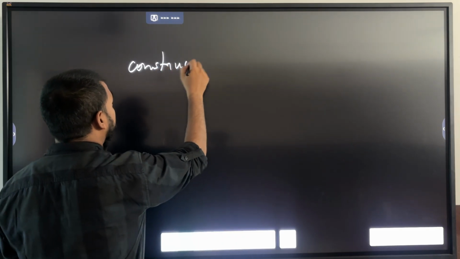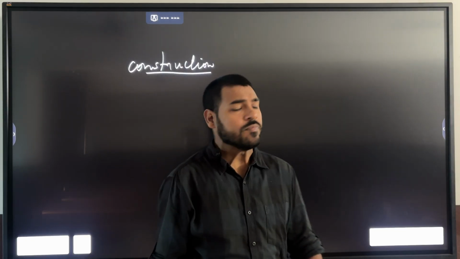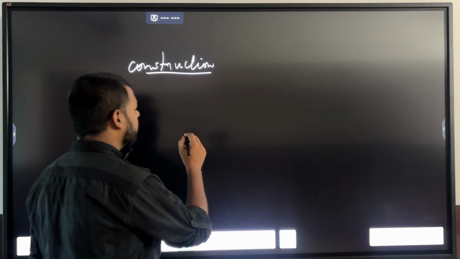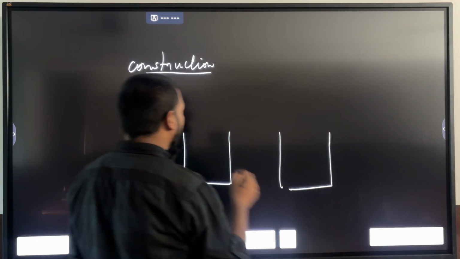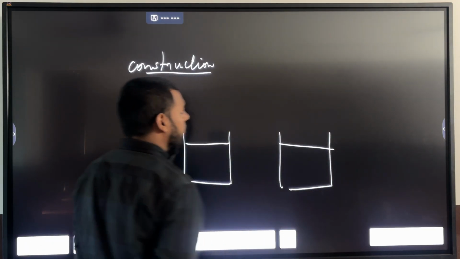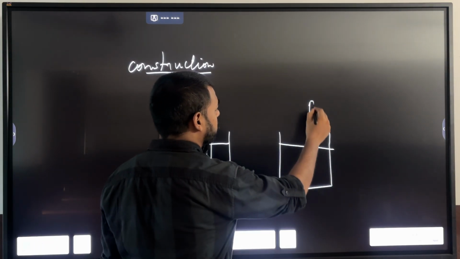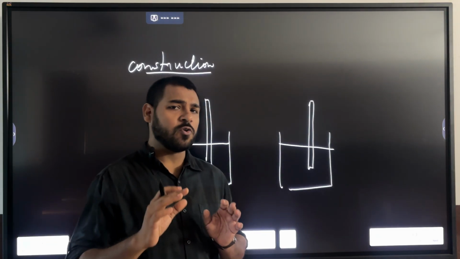Coming to the construction of the galvanic cell. The basic construction of the galvanic cell is to take two beakers. Two small beakers are taken, and in the two beakers we have to dip two metal strips, two rods, and these strips are known as electrodes.